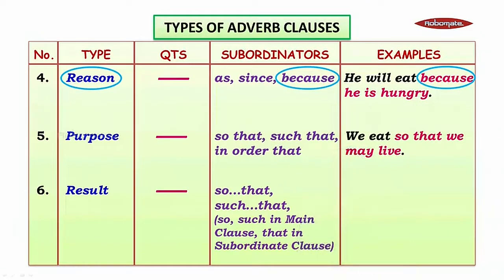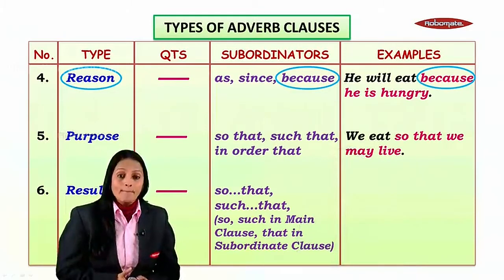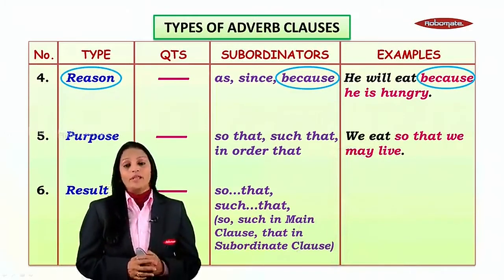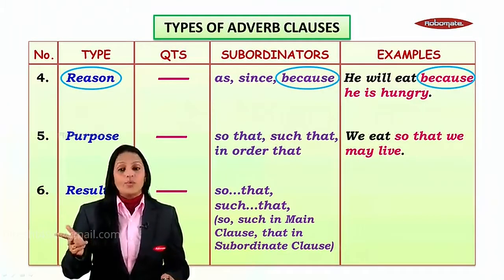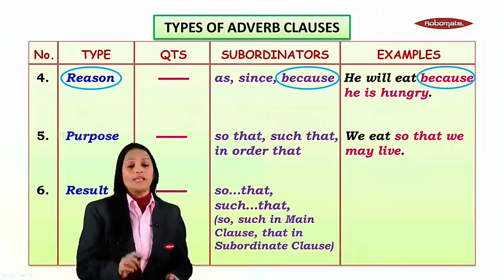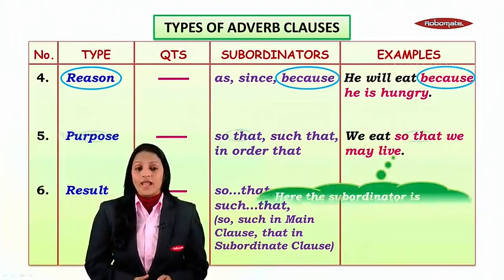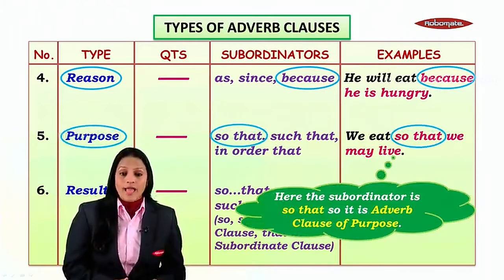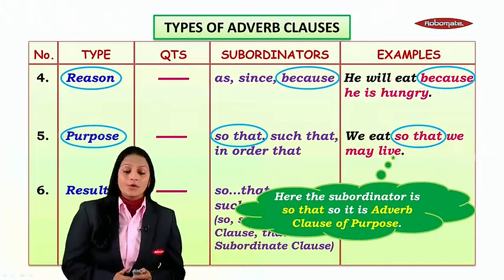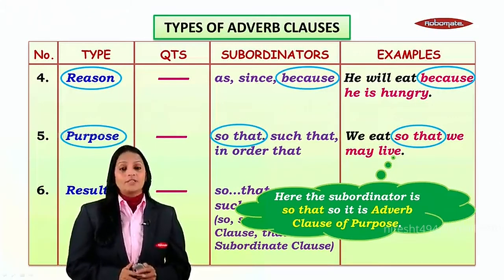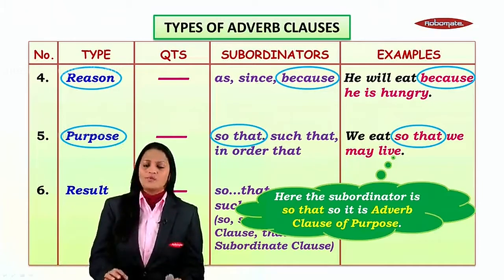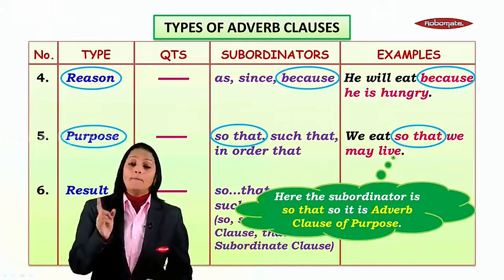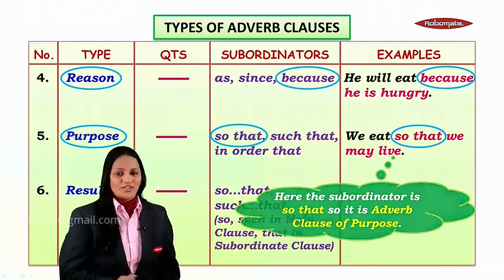Next one. We eat so that we may live. Students, we eat is the main clause. So that we may live is the subordinate clause. It does not answer what, which, when, where, how. Now we take a look at the subordinator so that, and we know that so that comes in adverb clause of purpose, and therefore here this is subordinate adverb clause of purpose. So you just have to identify with the help of the subordinator, but first ask questions.